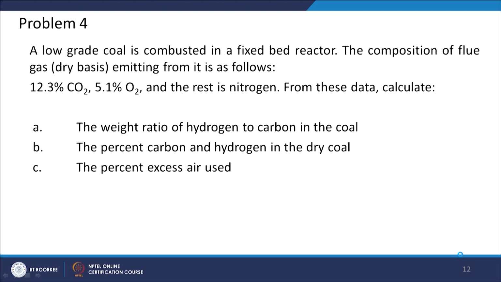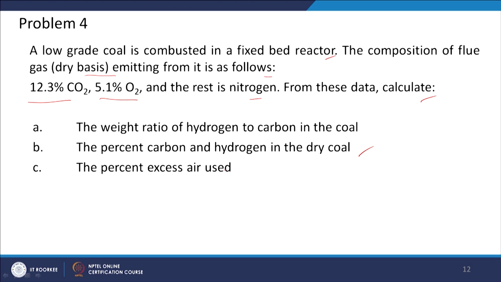Now, problem number 4, the statement says that a low grade coal is combusted in a fixed bed reactor. The composition of the flue gas on dry basis emitting from it is as follows. 12.3% CO2, 5.1% O2 and the rest is nitrogen. From this data calculate the weight ratio of hydrogen to carbon in the coal, the percent carbon and hydrogen in the dry coal and the percent excess air used.